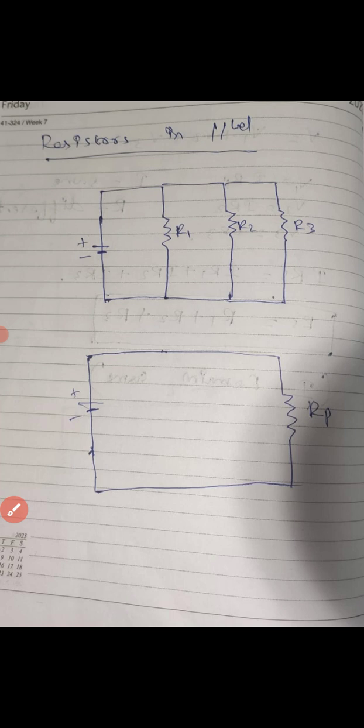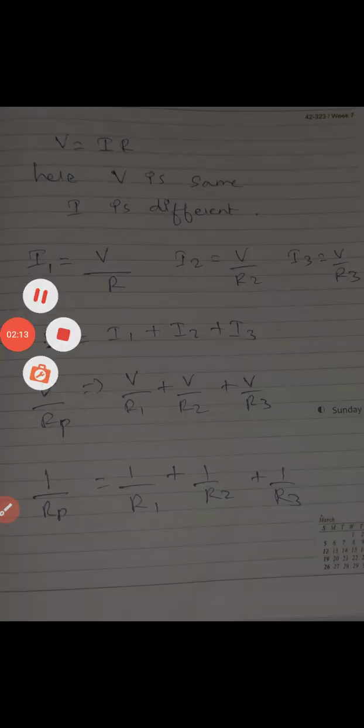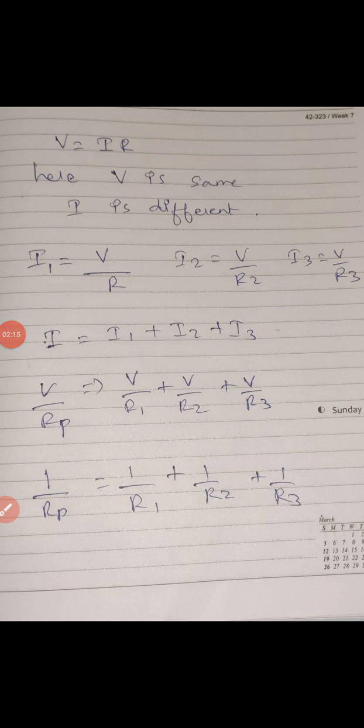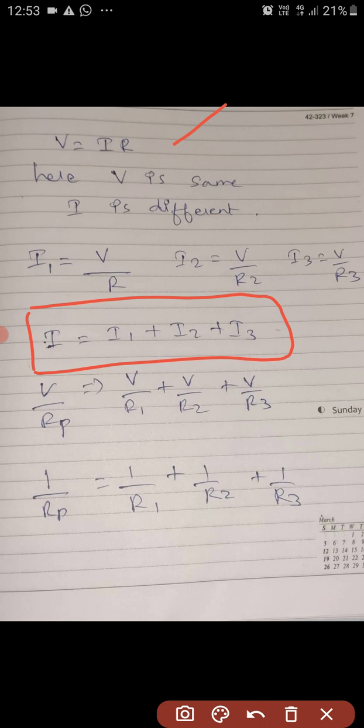Now we are getting into the derivation. We already know that V is equal to IR. V is voltage, I is current, R is resistance. This is Ohm's law. We have to get into this equation first. If possible you can memorize this equation, then only you can have a better understanding easily.